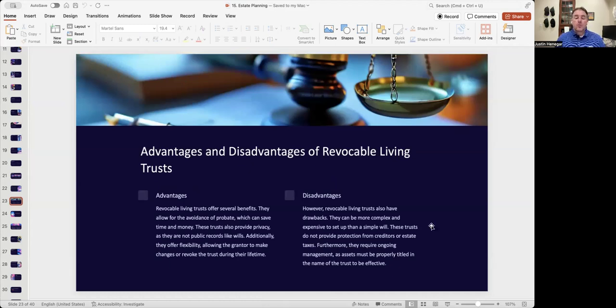Now, there are some drawbacks to a living revocable trust. Again, they're going to be more expensive to set up than just a basic will. They do not provide protection from creditors or estate taxes. And the reason for that is because the grantor still controls those assets as if they were in their own name. Furthermore, they require ongoing management. So there has to be a trustee that is managing the assets. Just because an individual puts assets into a trust, they still have to be managed, and in some cases, depending on the function of the trust, may require distributions to be made, which can take up time.